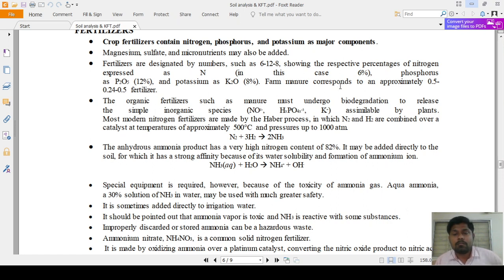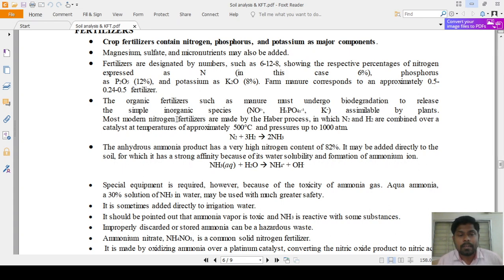Sometimes farm manure corresponds to an approximately 0.5-0.24-0.5 fertilizer. That means here the ratio is 0.5, 0.24, 0.5%. The organic fertilizer like manure must undergo biodegradation to release the simple inorganic species like NO3-, hydrogen phosphate, potassium.